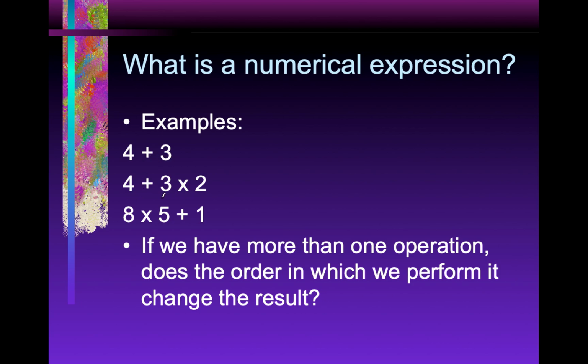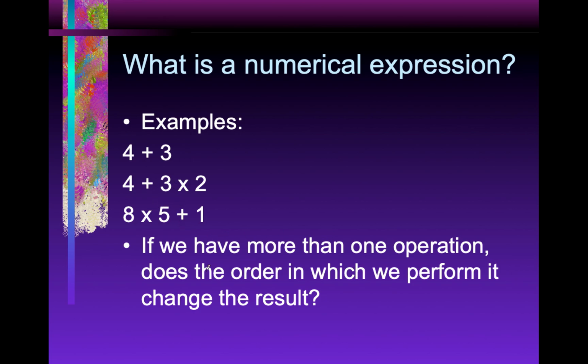Here's another example. I have the product of 3 and 2 in addition to adding 4 to that. So I have the sum of 4 and the product of 3 and 2. I'm expressing this, and of course I would have to solve it to find how much it is. That means I'm evaluating the numerical expression or solving the numerical expression. And here's another one where I multiply 8 by 5 and then I add 1. Okay, now notice that these two last examples have more than one operation. This one has addition and multiplication, this one has multiplication and then addition.